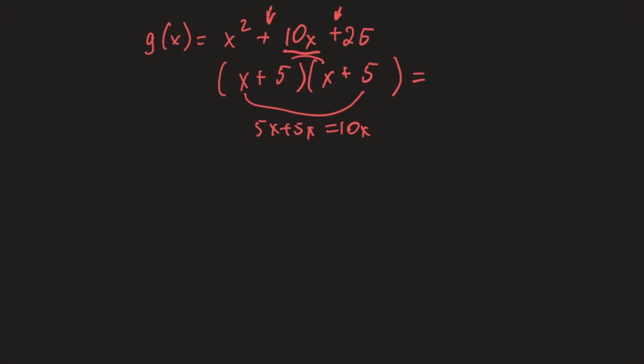And notice this can be written as (x plus 5) squared, which means this is a parabola that is moved left by 5 units.